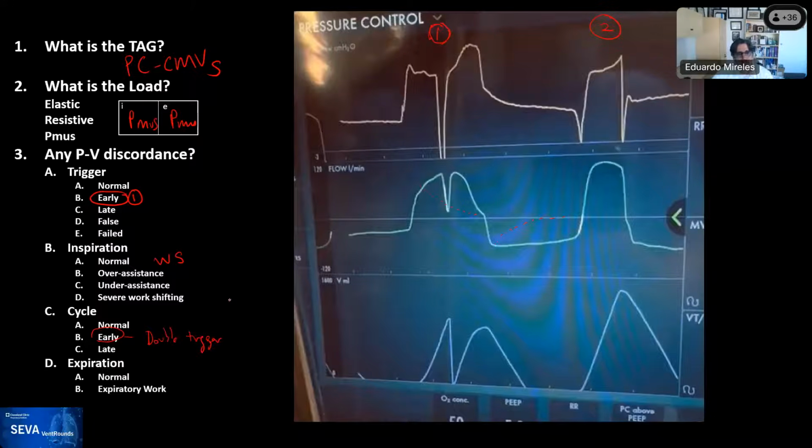So that's why you see that we do not classify double trigger as a type of asynchrony or synchrony or discordance, because there's multiple causes for double trigger. This is one of them. So now you have recognized early trigger as a cause of double trigger, and as we discussed, there's expiratory work. So now let's talk about breath number 2. What do you see on breath number 2? What about the trigger? Is it normal, early, late, false, or failed?